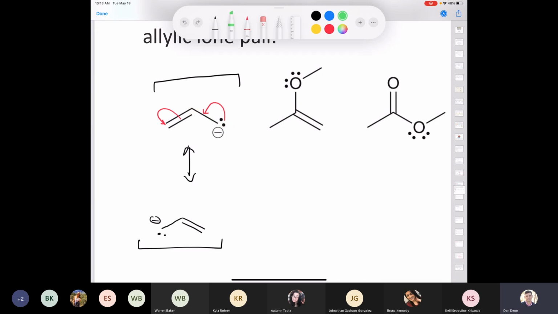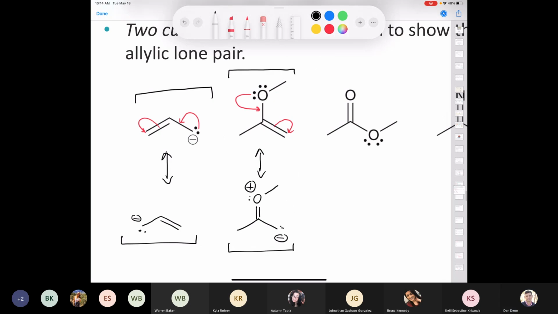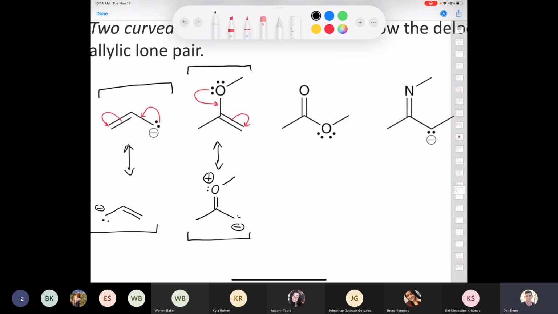Let's try it again. Here we have our double bond. This is an allylic position. This is an allylic position. The oxygen just happens to have lone pairs on it. So those are allylic lone pairs. Therefore, we can draw curved arrows and show a resonance contributor. So we make a new pi bond, we break this pi bond, and we put the lone pair down here, and we end up with this resonance contributor, where we have a positive charge here, and we have a lone pair and a negative charge over here.